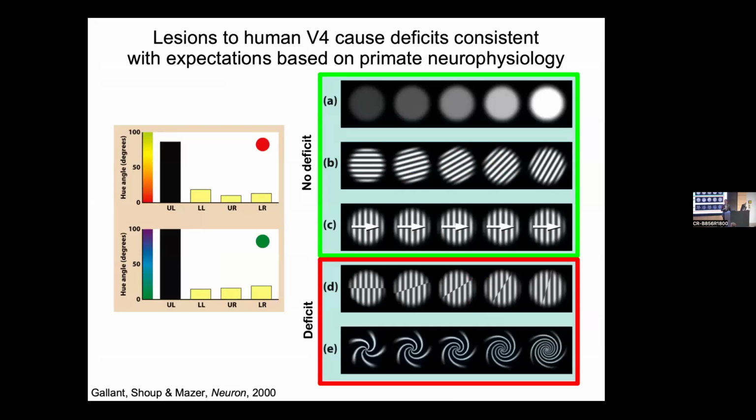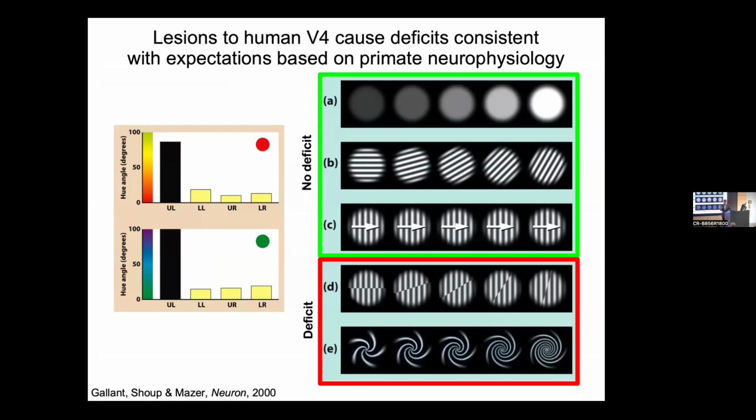So if you are recording from area V4 in an animal, your first question is always, well, what would happen if I had a human with a V4 lesion? Would that human look like an animal with a V4 lesion? And the answer is yes. About, how long ago was this? Wow, 25 years ago now.